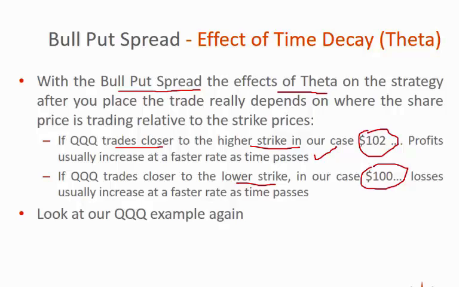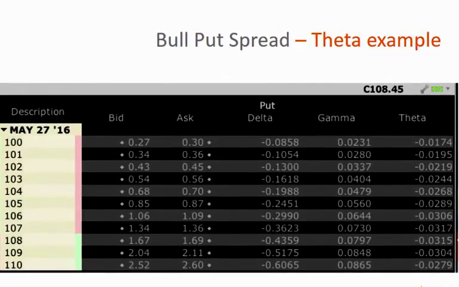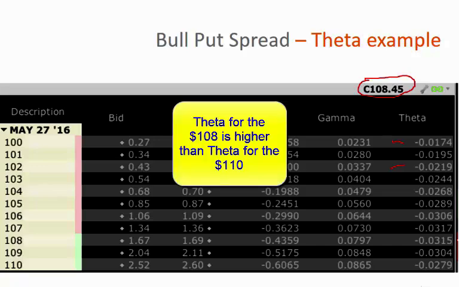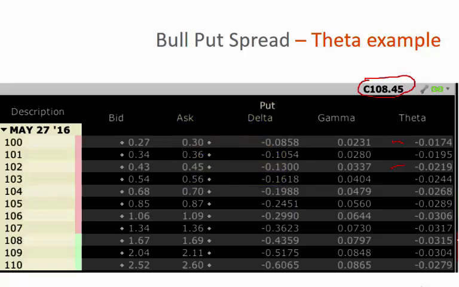So let's look at our QQQ example again. Remember here, we're looking at the QQQ, and it's trading at 108.45. If you look down here at the moment we did our 102-100 bull put spread, you can see that the theta value for the 102 was higher than the theta value for the $100 level. But let's say the share price got stuck in the middle down here somewhere. If we come up to the other end to get an idea of what this would look like, let's imagine we had placed 2 to 3 weeks ago a bull put spread at the 108-110 level, and the shares are now trading closer to the 108.